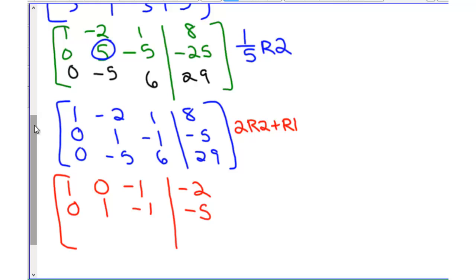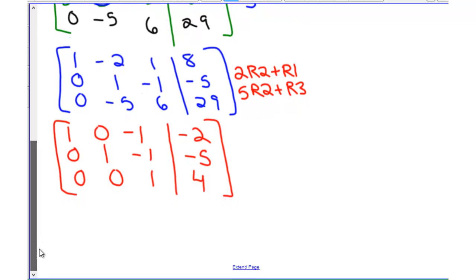And then this is if we're doing reduced row echelon form. Otherwise, I wouldn't do that 0. You'd skip that part, and you would now get the 0 that's right here. So I would do 5 times row 2 and add it to row 3. So that would be 5 times 0 is 0, plus 0 is 0. 5 times 1 is 5, plus -5 is 0. 5 times -1 is -5, plus 6 is 1. 5 times -5 is -25, plus 29 is 4.